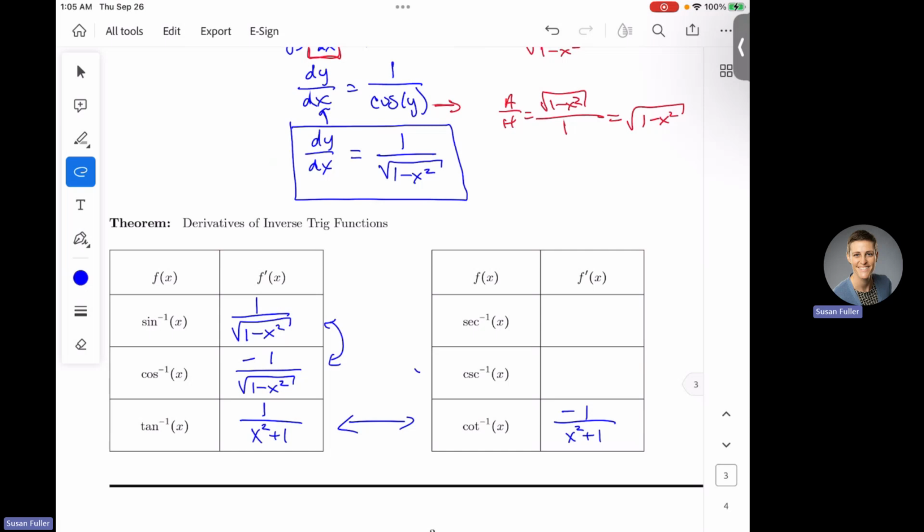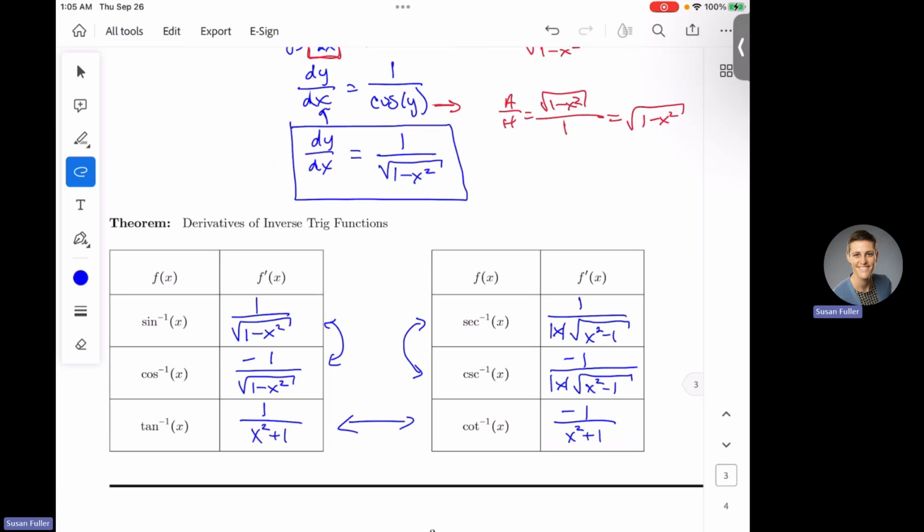And the good news is that these are going to be related as well. The derivative of arcsecant of x is 1 over the absolute value of x times the square root of x squared minus 1. And so guess what the inverse cosecant derivative is going to be? Yep, it's negative 1 over that same absolute value of x times the square root of x squared minus 1.